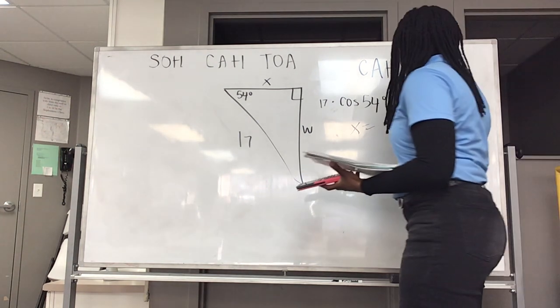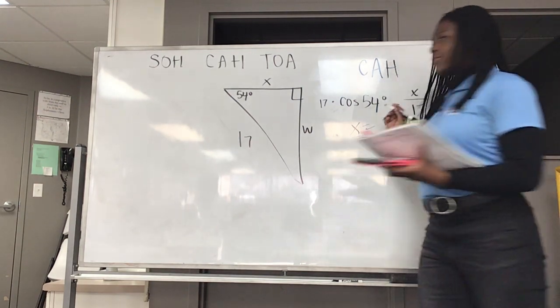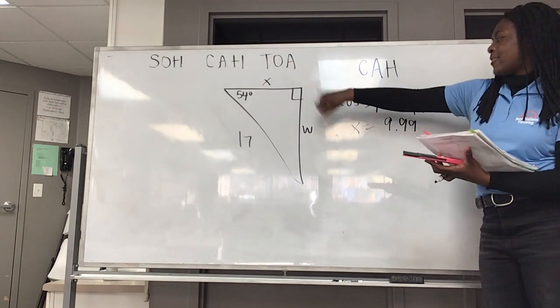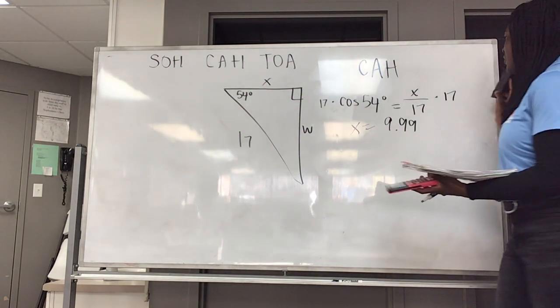9.99. Yep. So 9.99. Did everyone get that? Okay, so now we know what x is. We're actually going to solve for w. I'm going to erase this work.